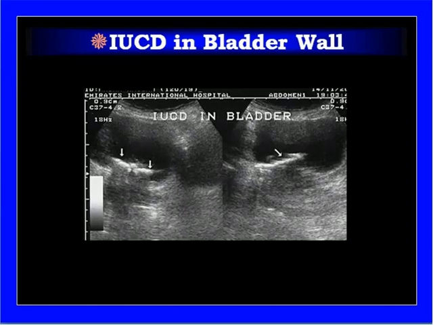IUCD present in the urinary bladder. Either it came piercing through the uterus into the urinary bladder, or sometimes it is wrongly placed in the urinary bladder through the urethra.